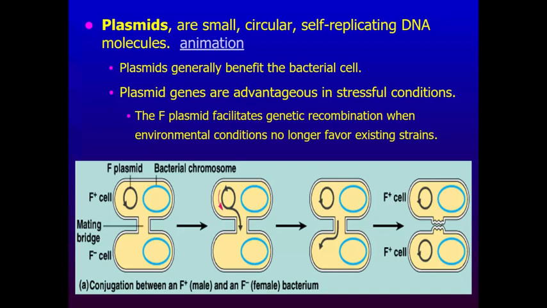Well, what's the big deal with that? Those plasmids can have genes for things like antibiotic resistance, or they could have genes for breaking down a new food source, something of that nature. They don't have many genes, but these are genes that can be moved from cell to cell to cell to cell.